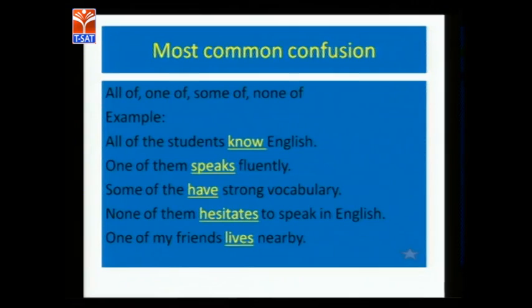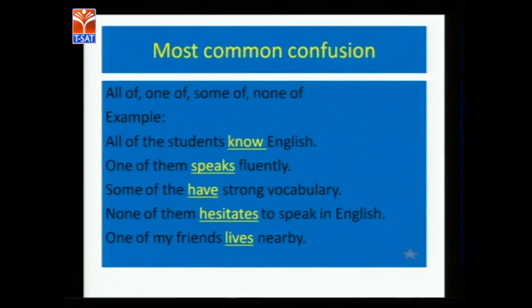Okay? One of the students speaks fluently. Now, because one is a singular, we have to use the singular verb, which is speaks. I'm not saying one of them speak fluently. This is a very common mistake that we make, my friends. And then you look at the word some. Some of them have strong vocabulary.